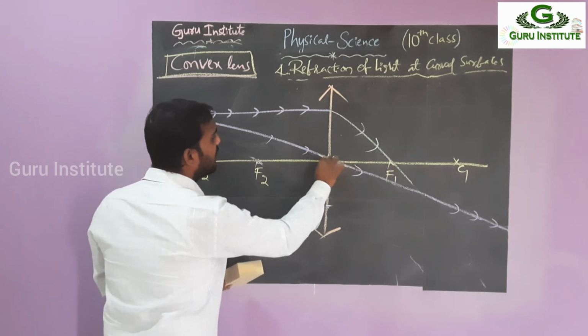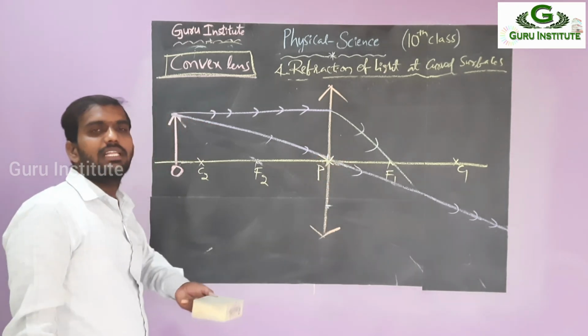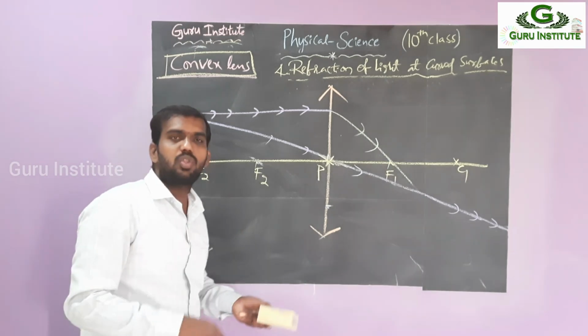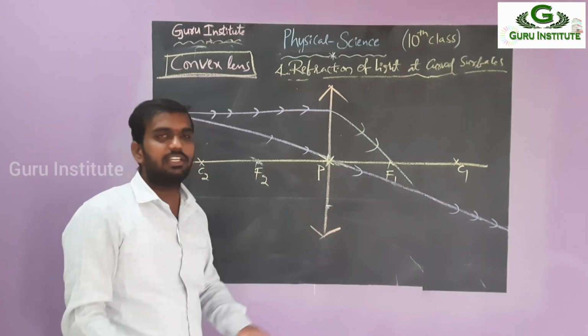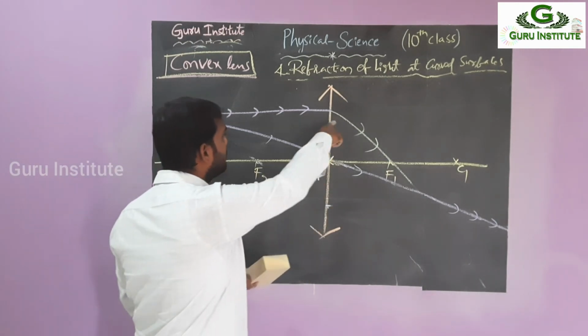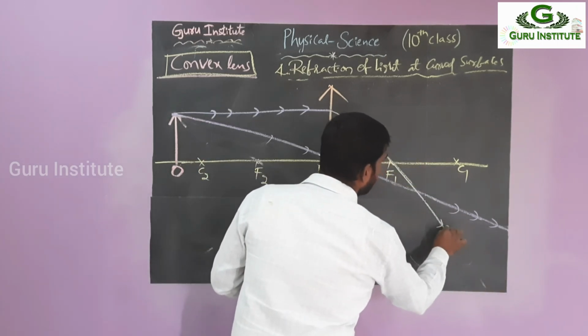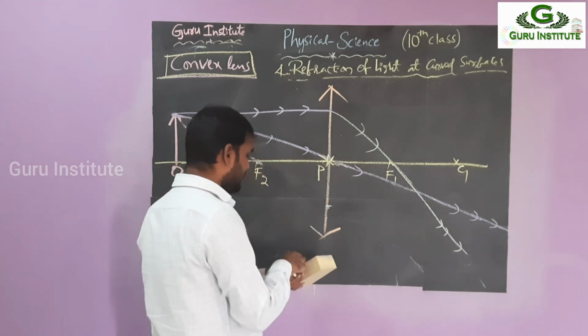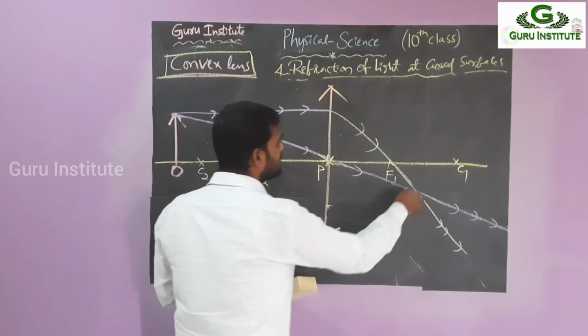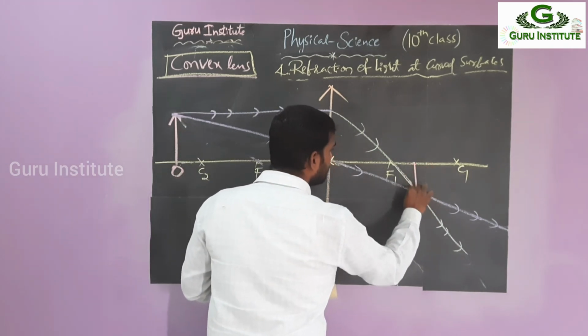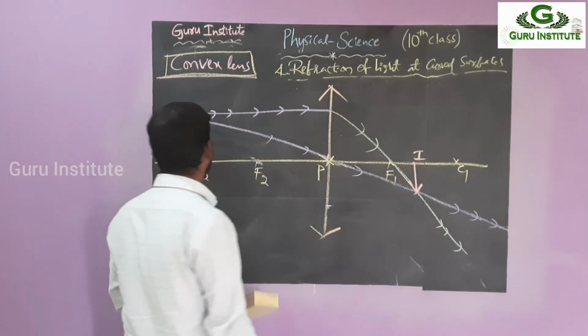It won't be changed. Why? Because at the pole, there is nothing there. That is the center point. Through the center point, if any ray is passed, there is no deviation. So next, I am extending this one. Okay, right? Where they meet, here they meet. So that's why this is the image formed. Just observe the picture.